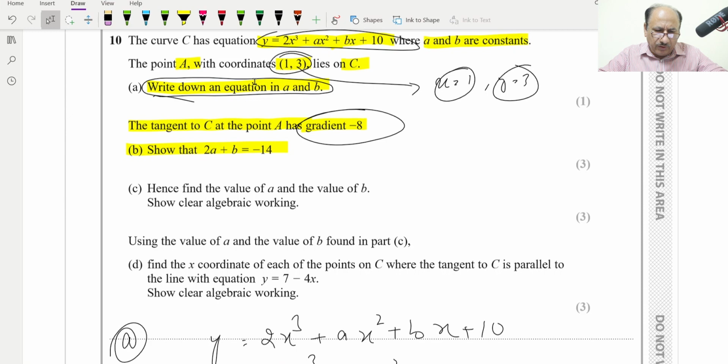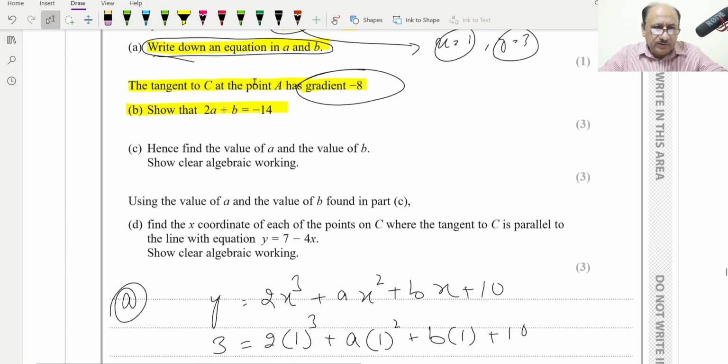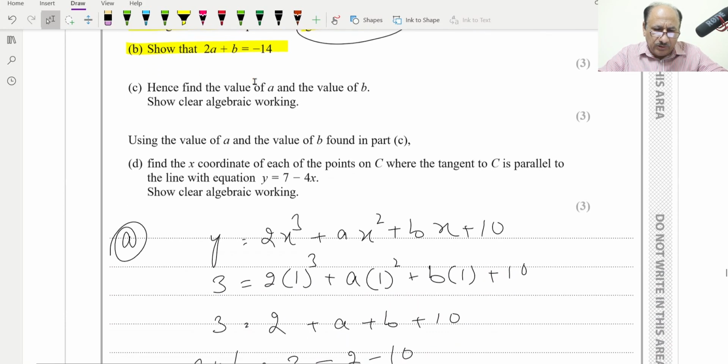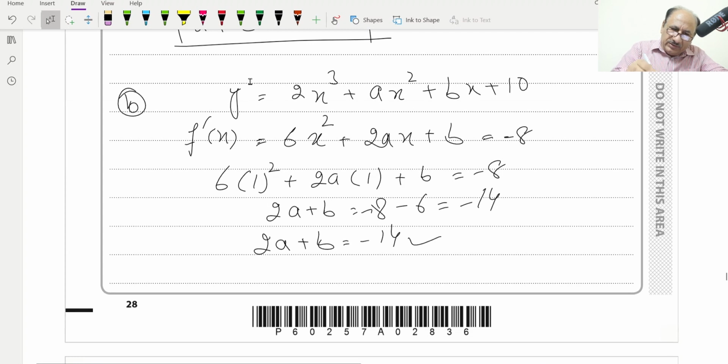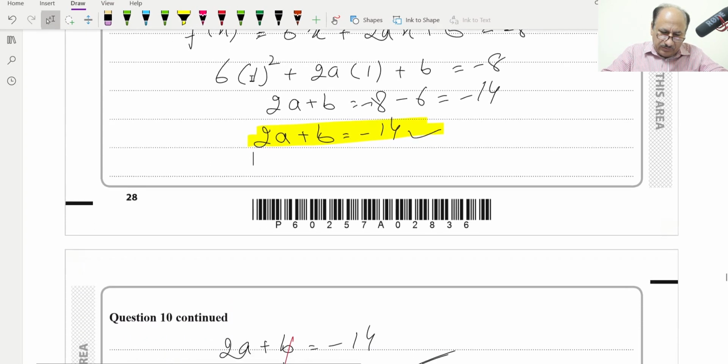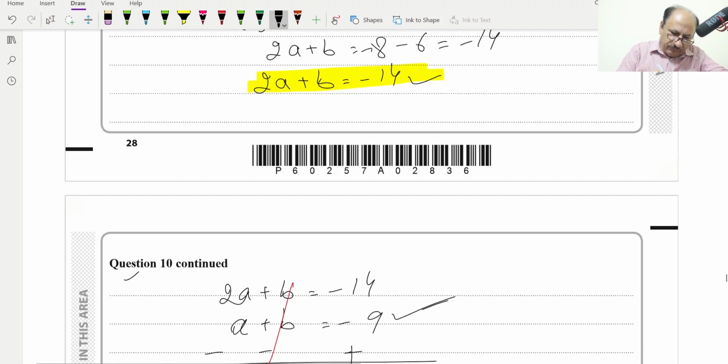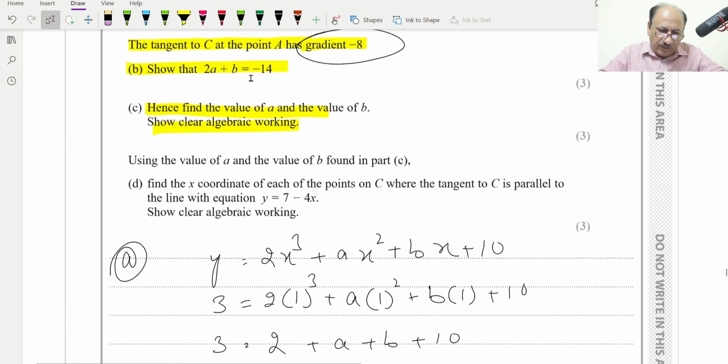We were supposed to show that 2a plus b is equal to minus 14, and we have done this as well. So 2a plus b is equal to minus 14. This is the answer for part b, and this is part c which we have done: the a and b values we found.